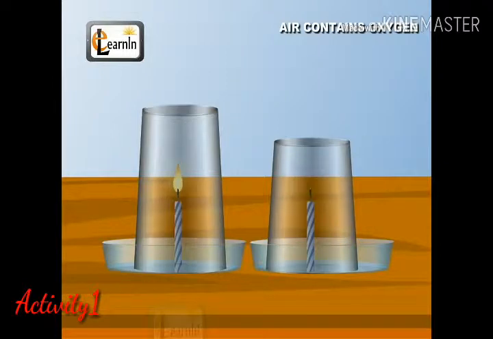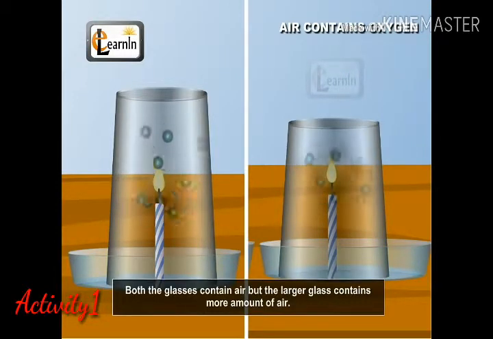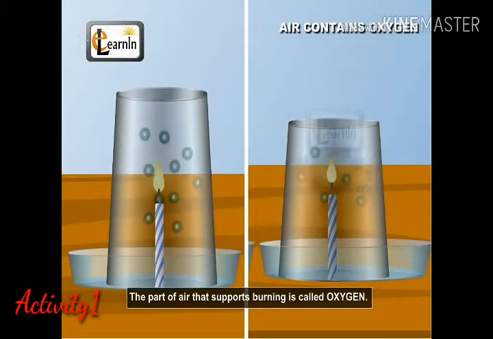After some time, the candle covered with the smaller glass gets extinguished first, followed by the candle in the larger glass. Knowing the fact that air is required for combustion, this just proves that both the glasses contain air, but the larger glass contains more amount of air. The part of air that supports burning is called oxygen.